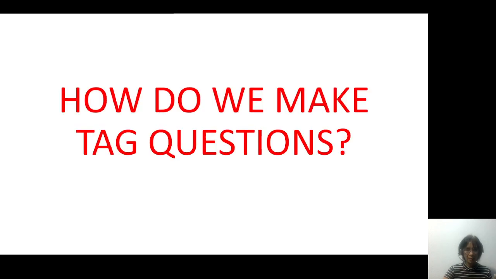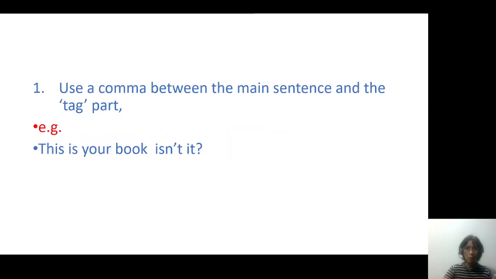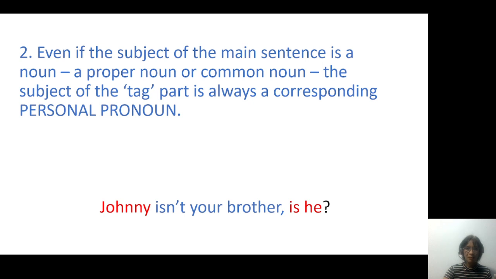Now, how do we make tag questions? First, use a comma between the main sentence and the tag part. Example, this is your book, isn't it? Next, even if the subject of the main sentence is a noun, a proper noun, or a common noun, the subject of the tag part is always a corresponding personal pronoun. So we don't use another noun in the tag. So example, Johnny isn't your brother, is he?